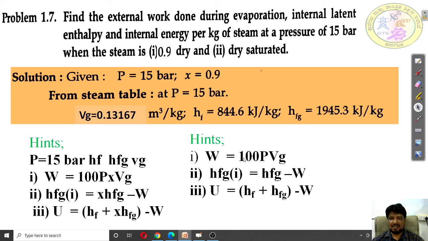The work done during a dry steam is 100 P into Vg. Similarly, the final internal energy of a dry steam, we know, is Hg minus W, or Hf plus Hfg minus the work done. So in this way you have to calculate.